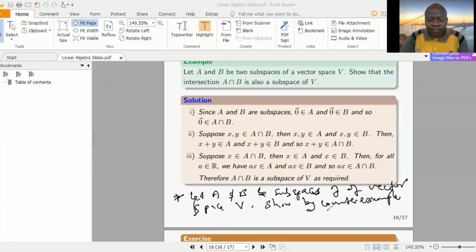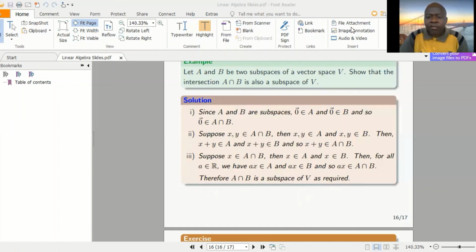Show by counterexample that the union A union B need not be a subspace of V. It's not a must that the union would be a subspace. So we could have other vectors whose union would be subspaces, but we could have others whose union would not be subspaces. That's why I say that you can choose one example and show us that the union would not be a subspace.